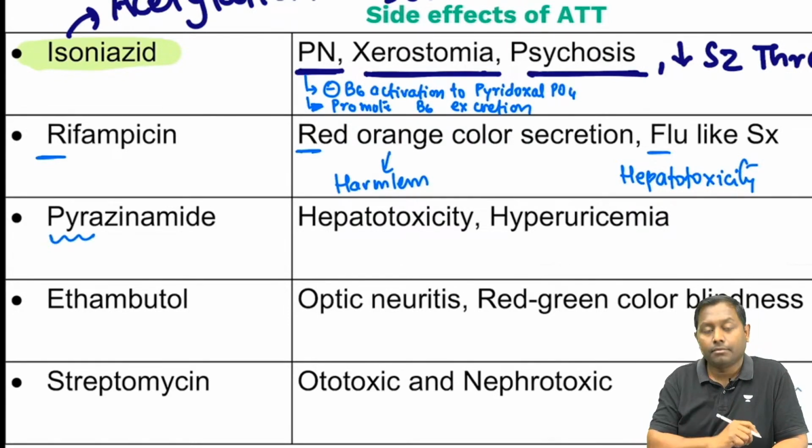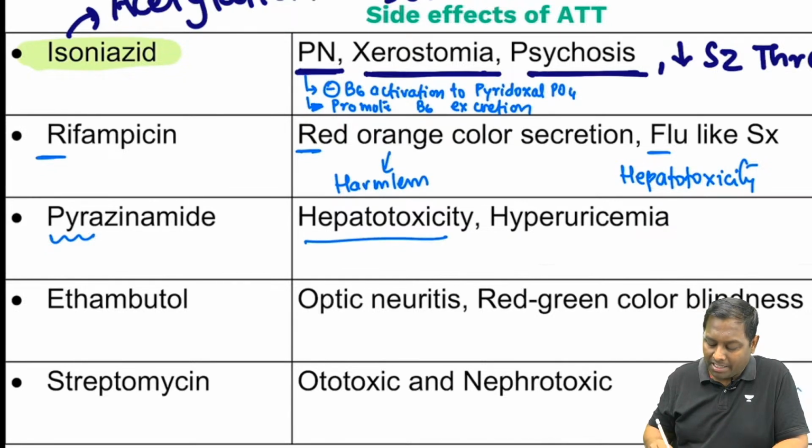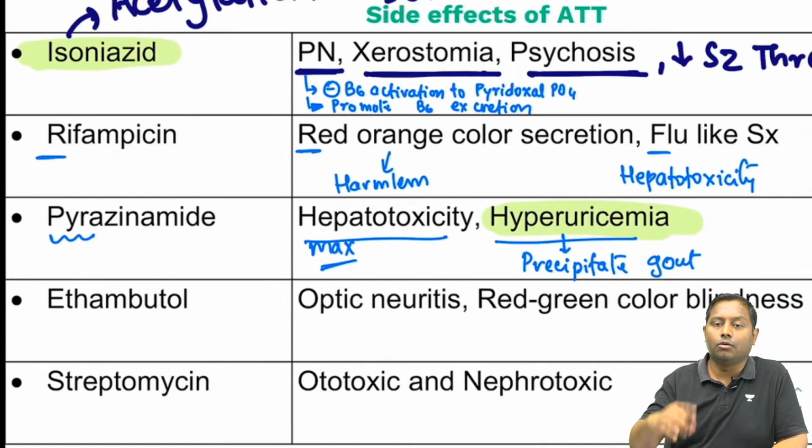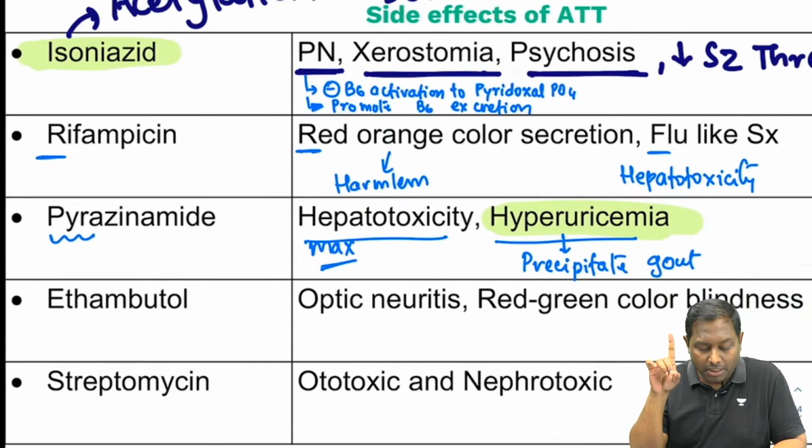Pyrazinamide: hepatotoxicity, as I told you, maximum hepatotoxicity among the first line drugs, and hyperuricemia, that means it can also precipitate gout. So there are 5 important reasons why I am calling pyrazinamide as a "pyar". Reason number 1 that I told you, that no matter what happens in life, you have to keep the dose of pyr always high.